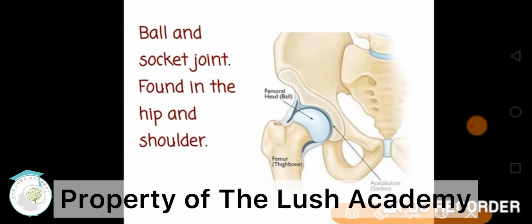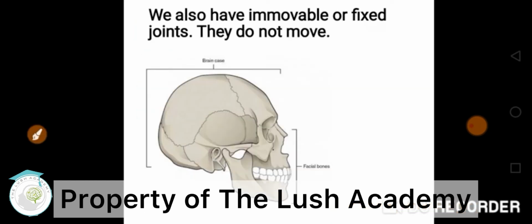Ball and socket joint is found in the shoulder and the hip. This is the hip. So why is it called ball and socket? This is the ball. That's the bone that just clicks into a socket there. So that's why it's called a ball and socket joint. It's also found in the shoulders, okay?